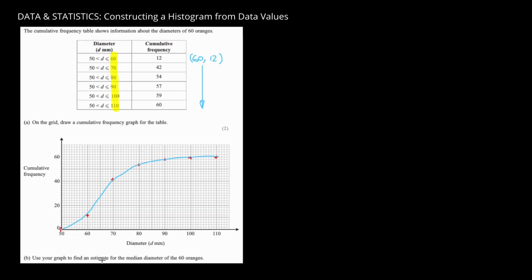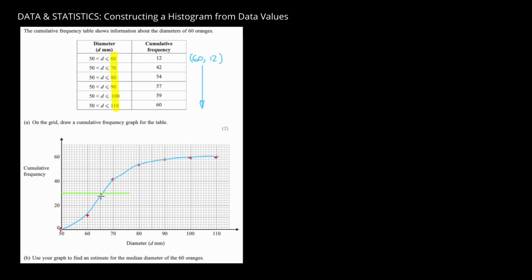Part B says, use your graph to find the median diameter. Okay, our range of cumulative frequency values goes from 0 up to 60. The median will be found at a cumulative frequency of half of 60, which is 30. So it's along that line there.